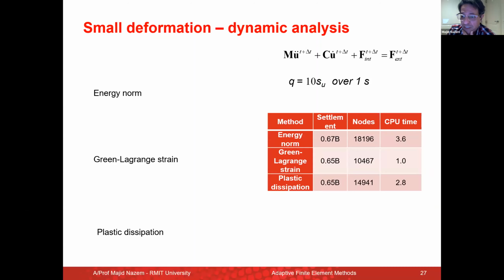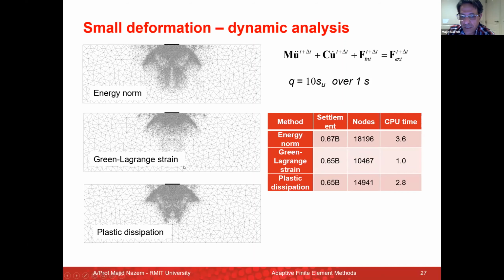It's very interesting. So these are the settlements obtained under this load by energy norm, Green-Lagrange strain as error estimator, as well as plastic dissipation. In this case, we have the number of nodes at the end of analysis and the normalized CPU time. So if you have guessed the pattern, the final meshes, let's see if you're right. And this is how those meshes look at the end of analysis. The first time I saw this one, I thought about the Darth Vader face from Star Wars, actually.